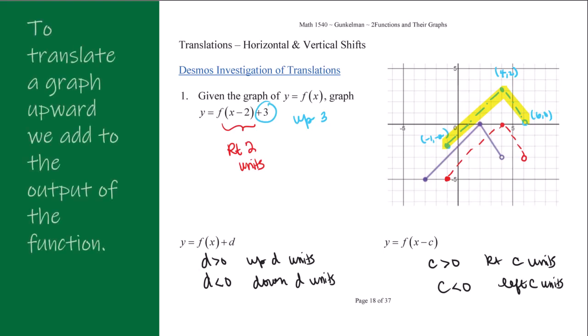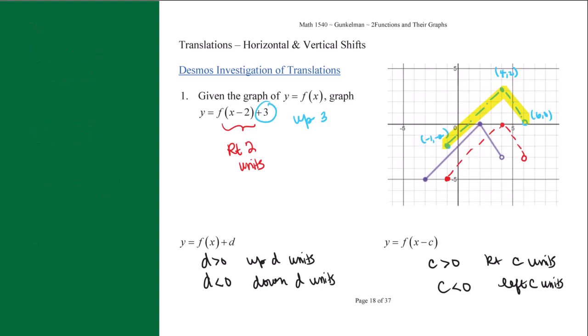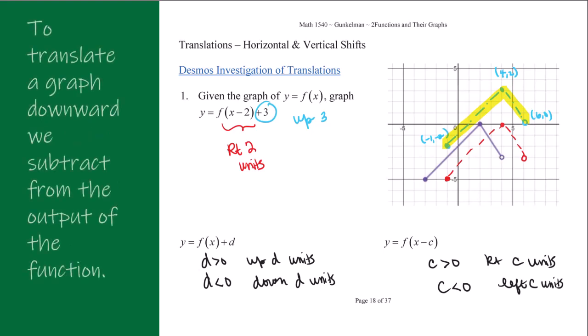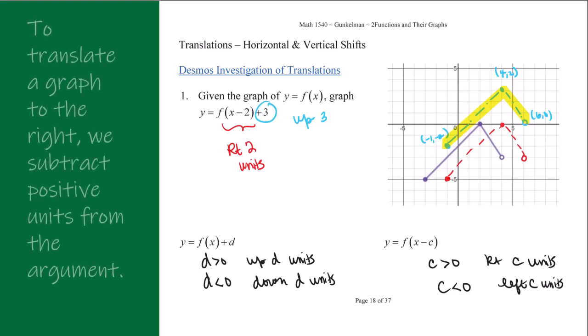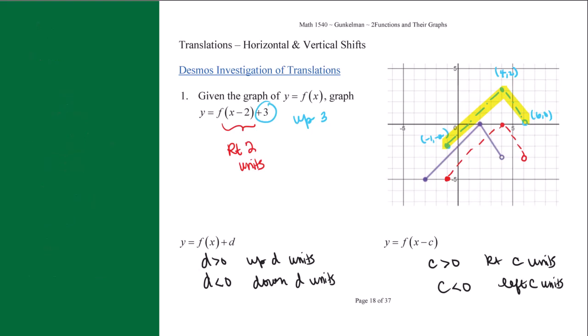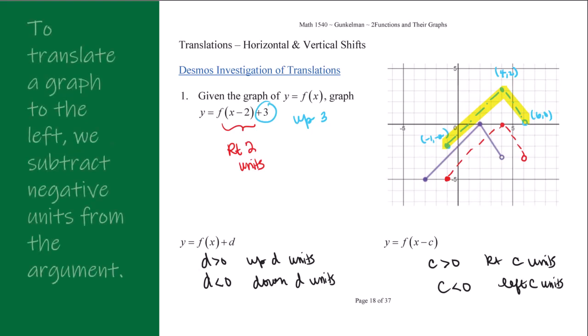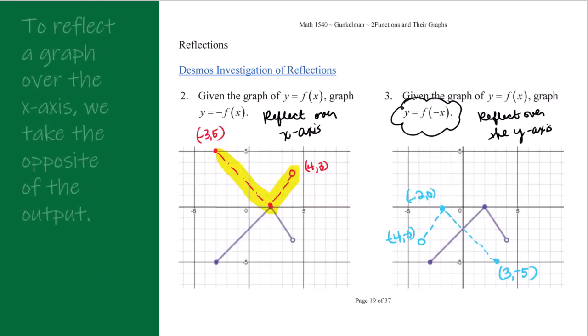We're going to talk about, hey, if we translate a graph upward, we're going to add to the output of the function. If we translate our graph downward, we're going to subtract from the output of the function, right? You're writing all these bullet points down for sure. So you're summarizing what we did in your own words. To translate the graph to the right, we're going to subtract positive units from the argument. And to translate a graph to the left, we're going to subtract negative units from the argument, right? So that's how you're going to get that thing to translate. So you're summarizing what we did in the lesson.